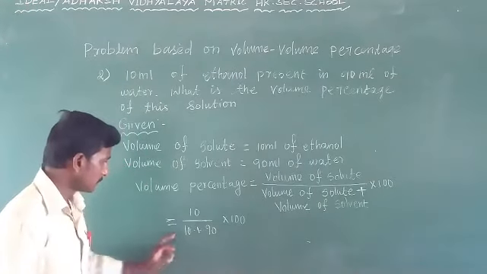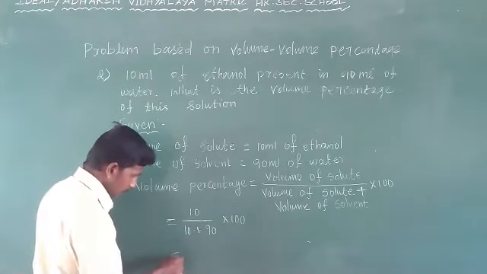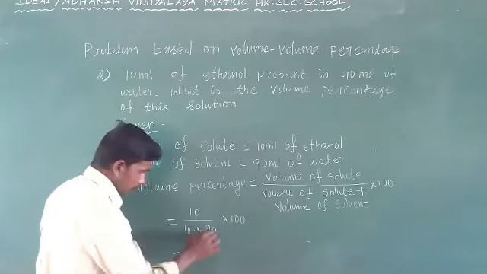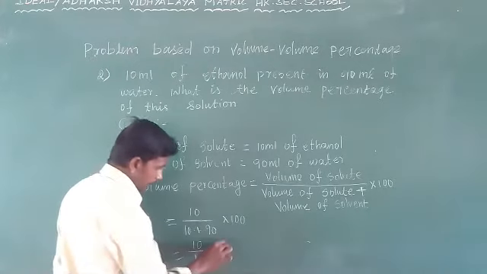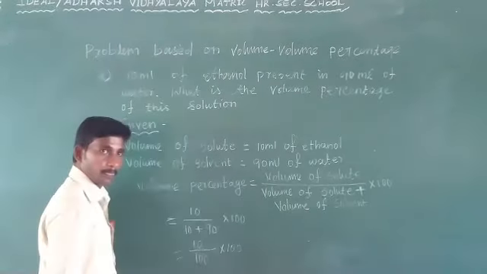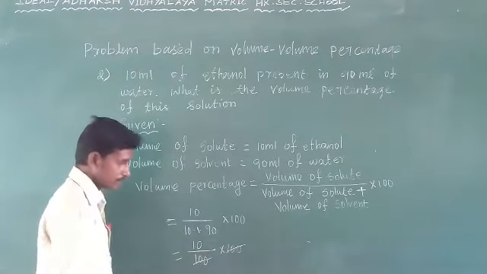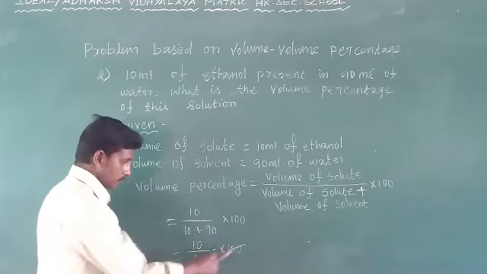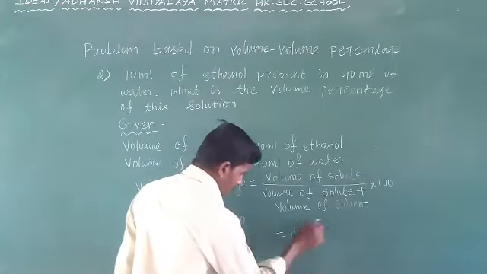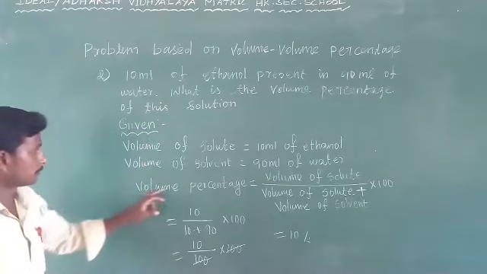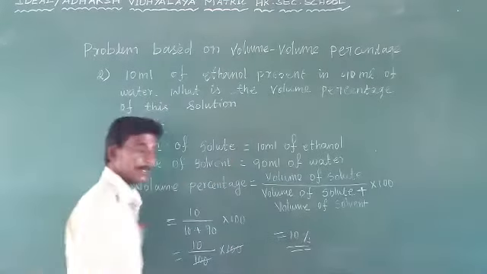To simplify, first we add 90 plus 10. So 10 divided by 10 plus 90, that is 100, into 100. Simply cancel this 100 and this 100, because one is in the numerator and the other in the denominator. Hence we get 10%. So the volume percentage is 10%.